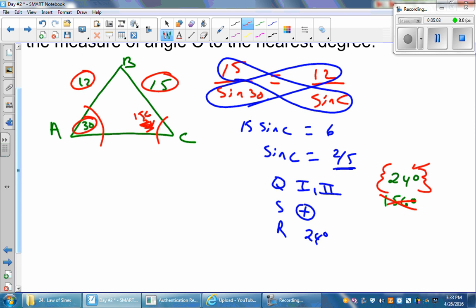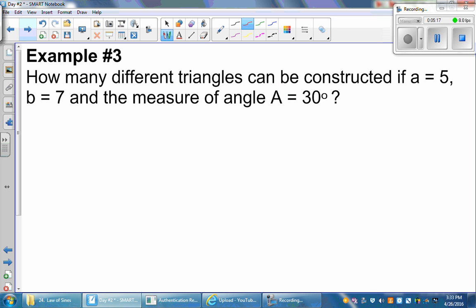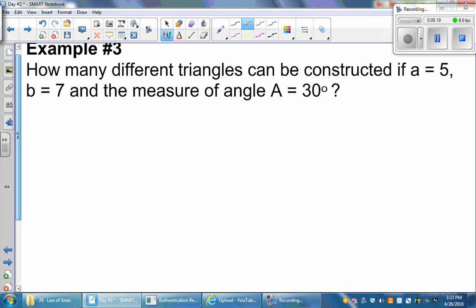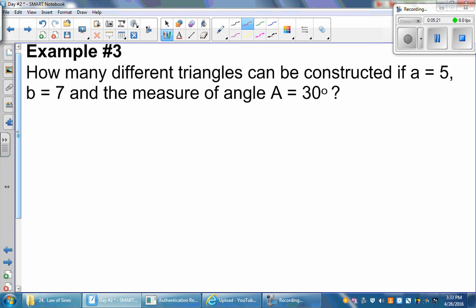First example, we had two answers that worked, therefore really two triangles. And then in the second question, we had one answer that worked, so that left us with one. And we're going to see that same kind of question come up in this example. The wording is different. It says, how many different triangles can be constructed?